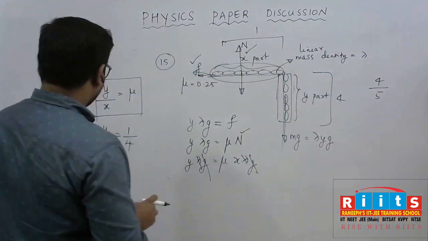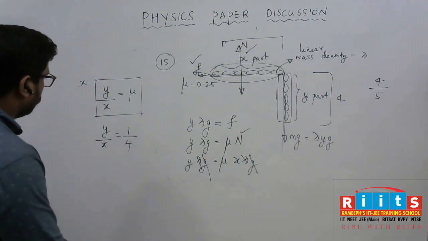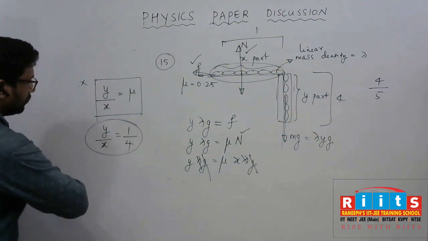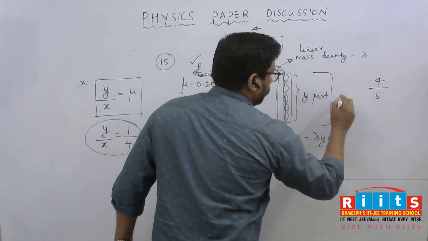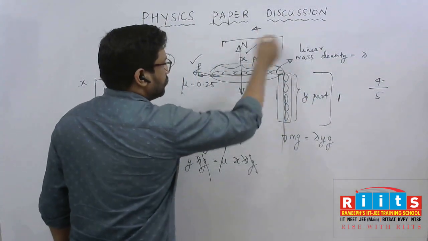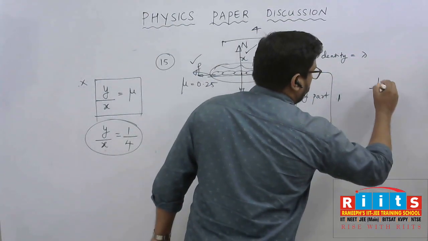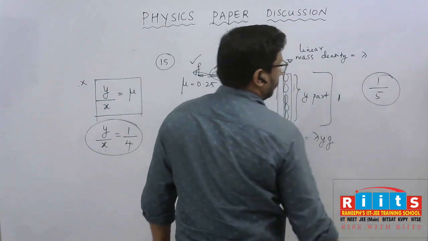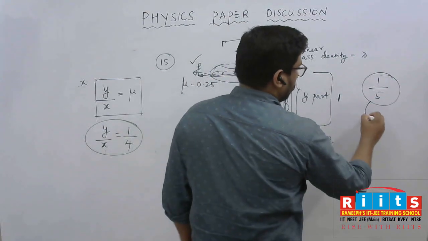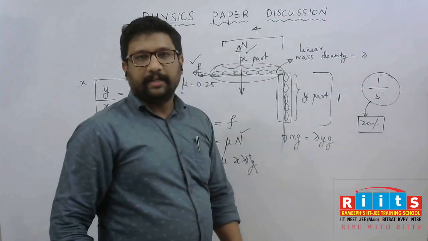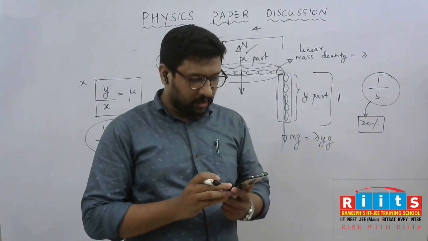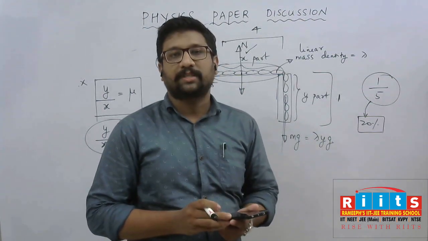You can see from this, x is 4 and y is 1, so totally 5. So out of 5, 1 part is on the table. So what is this percentage? 1 by 5 is nothing but 20%. Is it clear? So the correct option for question number 15 is option 1.